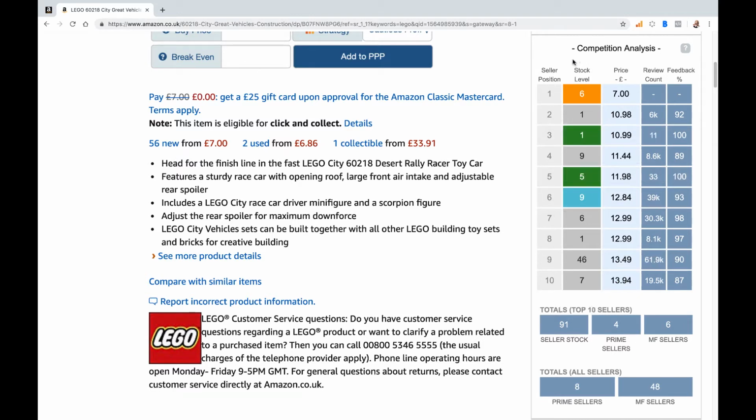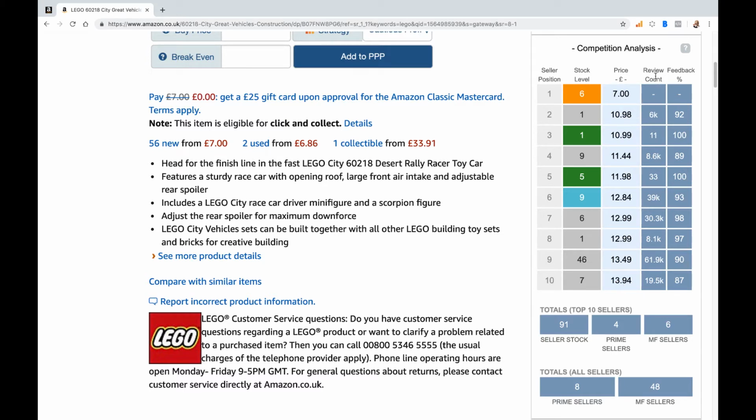And that's super helpful to see just in an instant. You know exactly, without having to go through all different Amazon pages to have a look at it all. In an instant, you know straight away who your competition is and what their stock levels are. And obviously you've got their prices here as well, so you can see the price that they are selling for.